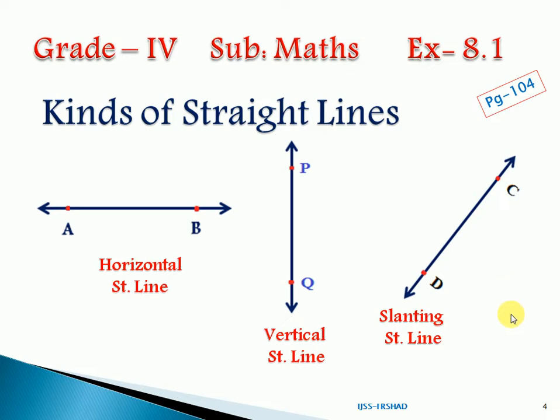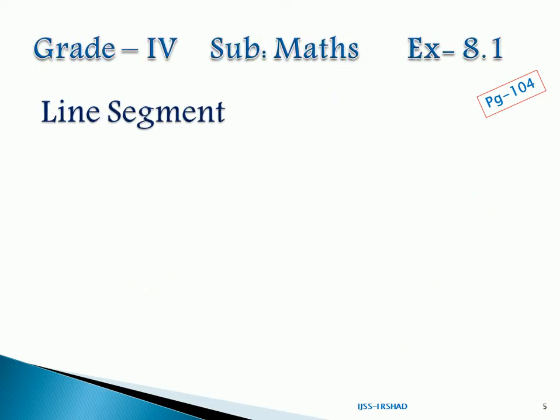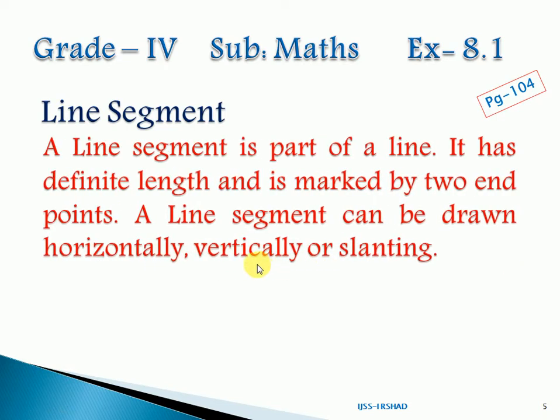Now we will move to the next term, line segment. What is a line segment? A line segment is a part of a line. Just on the previous slide we have studied line. So a line segment is a part of a line. It has definite length and is marked by two end points. A line segment can be drawn horizontally, vertically, or slanting, same like a line.